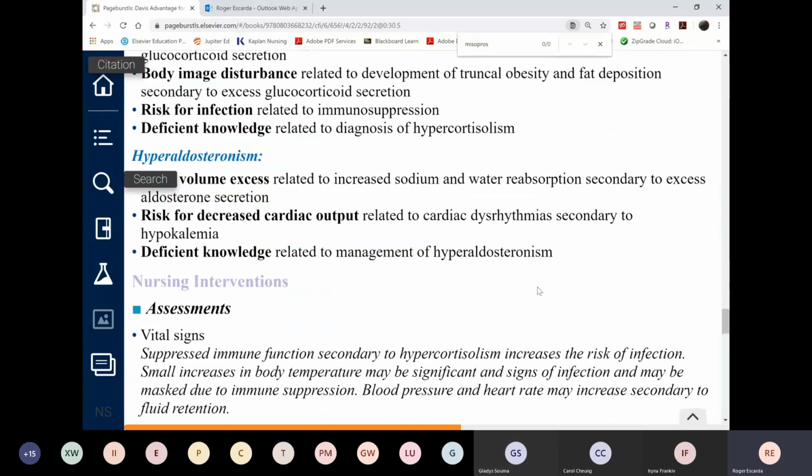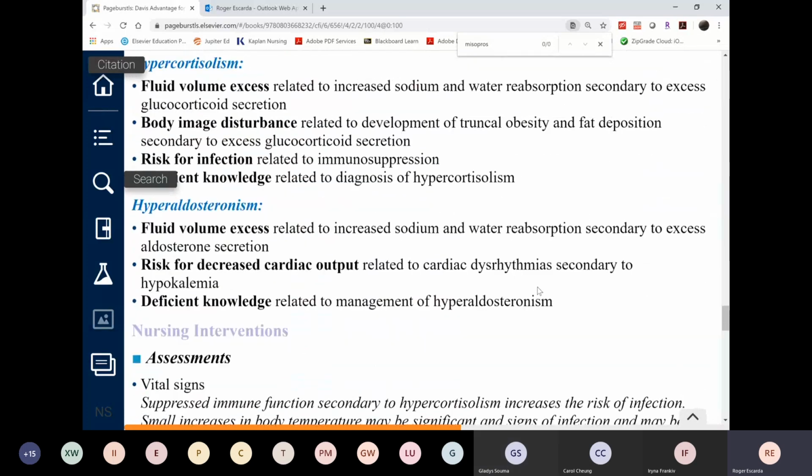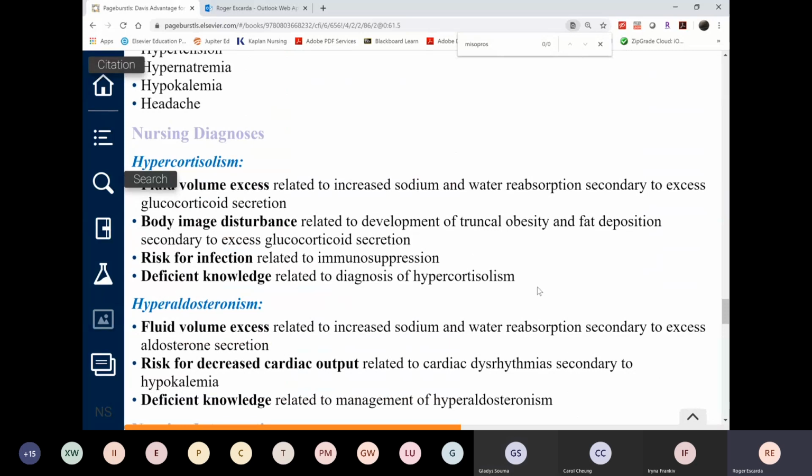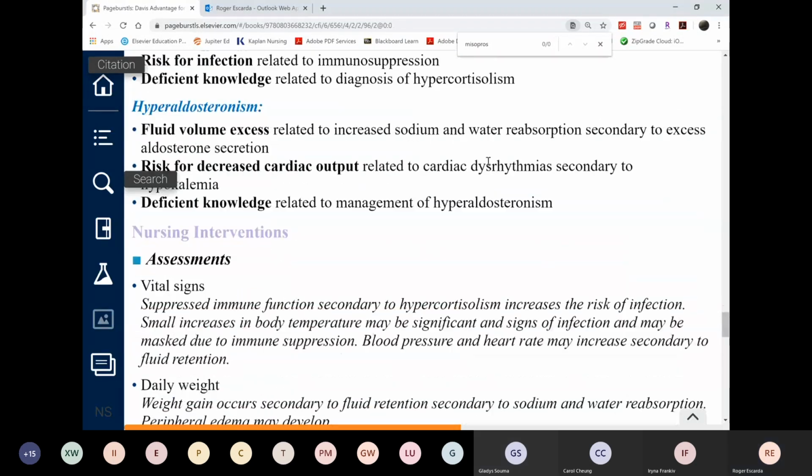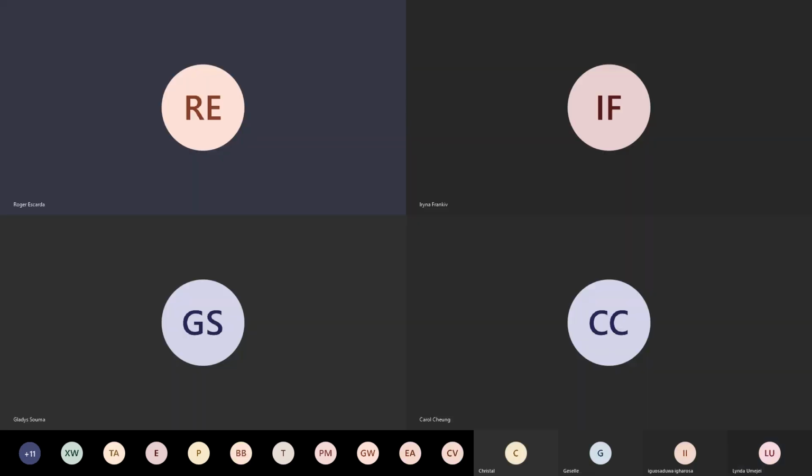And then that's it. That's for your Addison's and Cushing's. Any question? So the patient after surgery now has Addison's disease, and that's a forever thing. So you're back to hormone replacement for life.